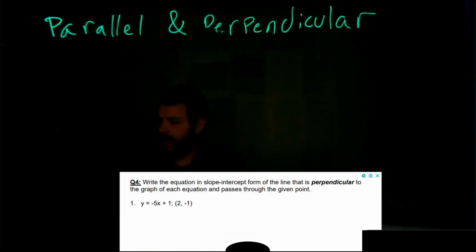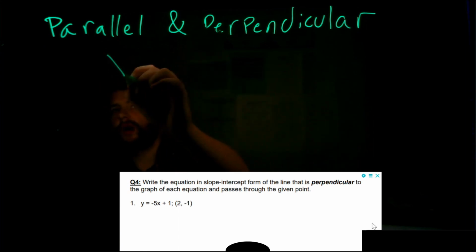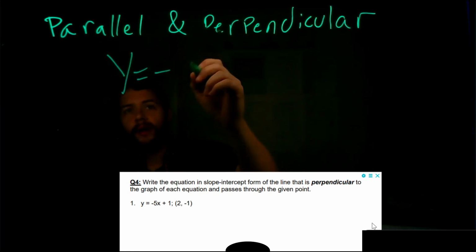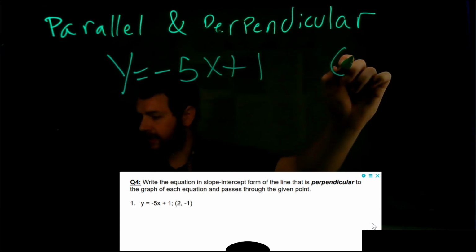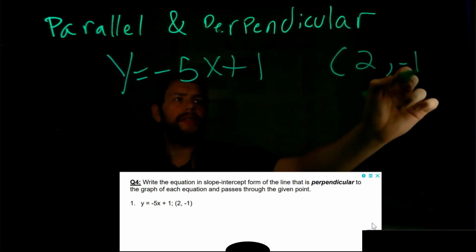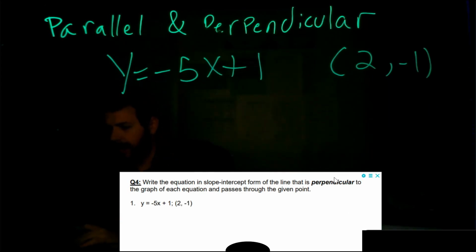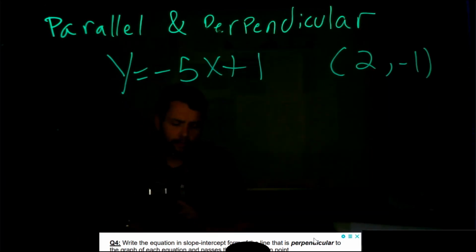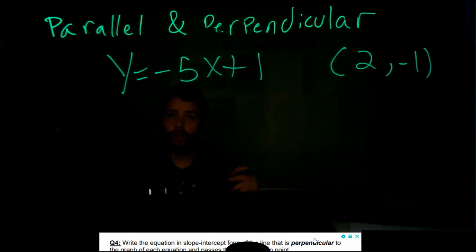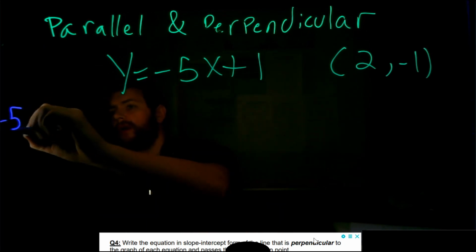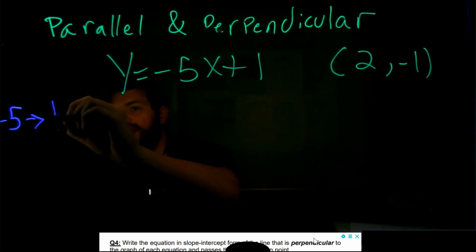So here we have the question. It says, write the equation in slope-intercept form of the line that is perpendicular to our equation and passes through the given point. So the equation is y equals negative 5x plus 1, and the point is 2, negative 1. This is the same as when we did parallel. It's just we have to do something to the slope first. Before we can begin, we need to apply the negative reciprocal to the slope. So the negative reciprocal of negative 5 is positive 1/5.